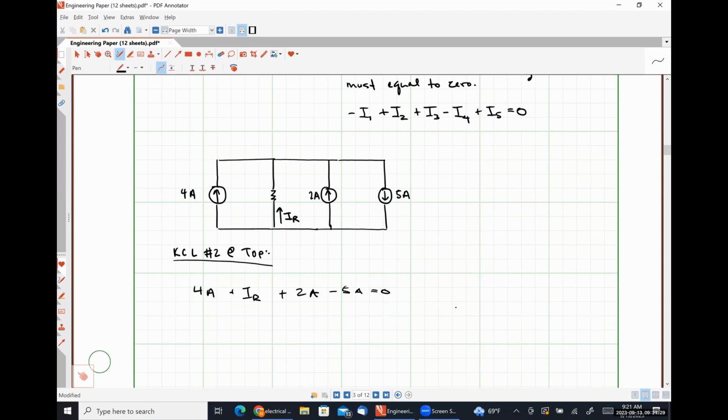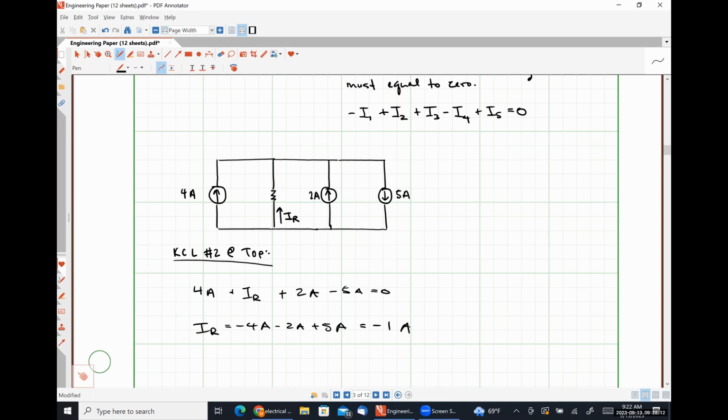Now we can rearrange things, so we'll put IR on the left-hand side of the equal sign. I'm going to move the 4 amps over, the 2 amps over, and the 5 amps over. So -4 minus 2 is -6 plus 5 looks like -1 amp to me. So it's -1 amps up or +1 amp down. So that's an example using Kirchhoff's current law, formulation number 2 at the top node. If we used any other formulation at either the top or the bottom node, we'd still wind up getting the exact same result.